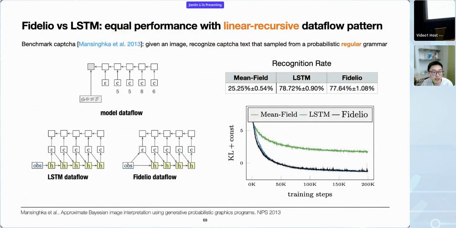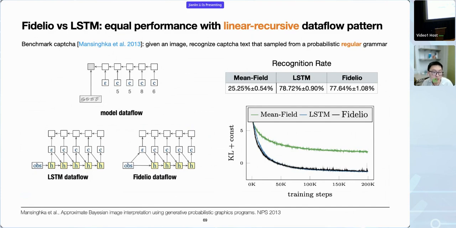In benchmark captcha, the model uses recursion. It generates a captcha image by sampling a probabilistic regular grammar, and the inference problem is to recognize captcha tags given an image. LSTM guide and Fidelio guide did almost equally well in terms of convergence and recognition rates.